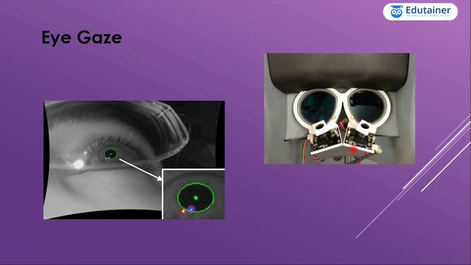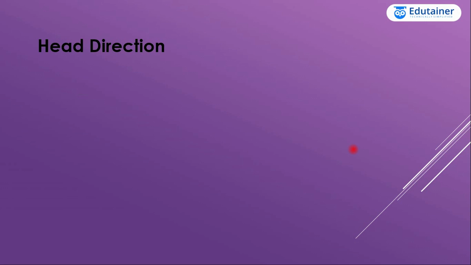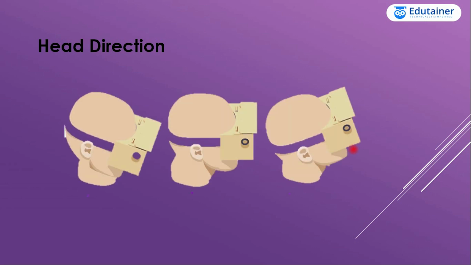Right. Similarly, we have head direction. So in head direction, the gaze takes the input towards the direction of your head. So you can see that this is a controller that is fitted to your head, and if you move your head upward, in virtual reality you will be looking up. If you turn left, in virtual reality you will be looking towards the left. So it takes the gaze input according to the direction of your head. Okay, so this one, head direction, is quite a simple one.